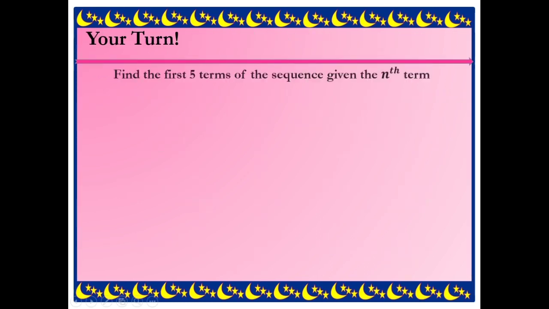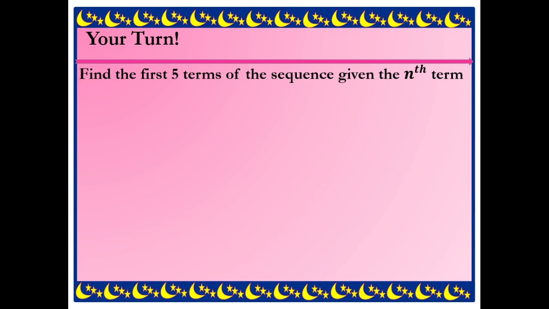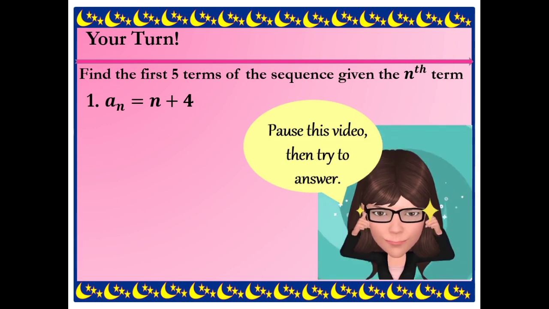Now it's your turn. Find the first 5 terms of the sequence given the nth term. A sub n is equal to n plus 4. Pause this video, then try to answer. And unpause this video if you have your answer.